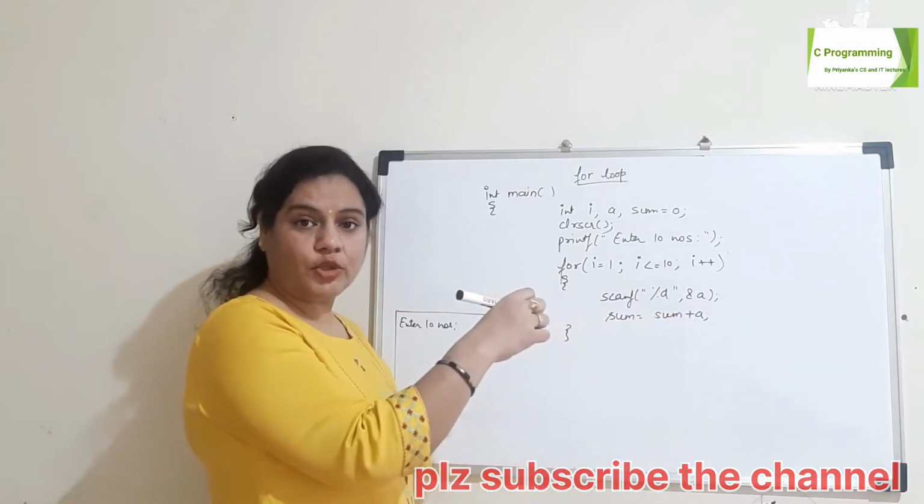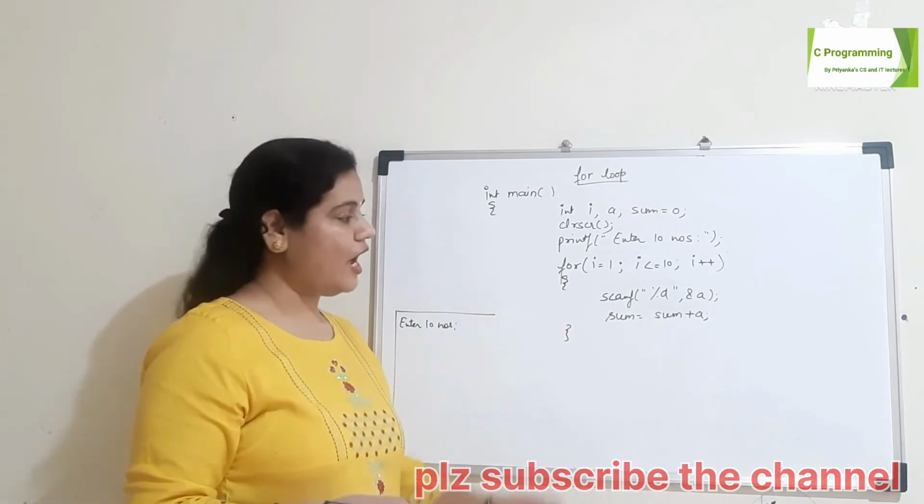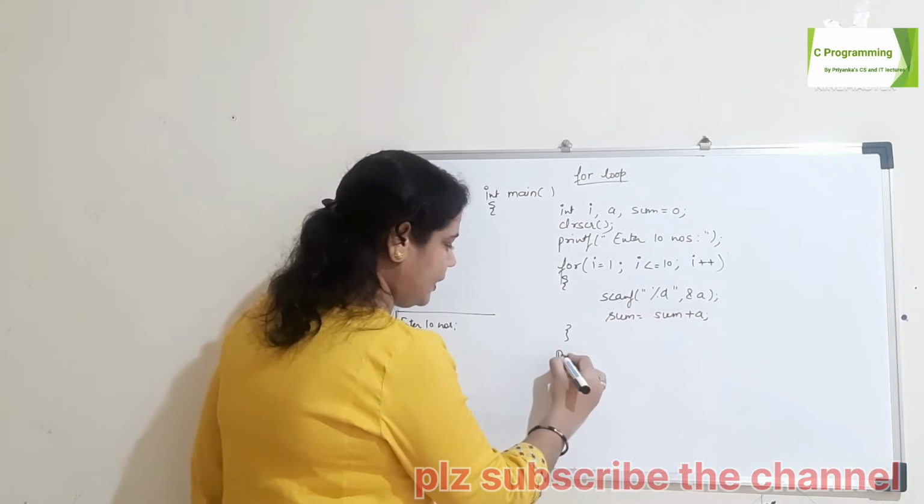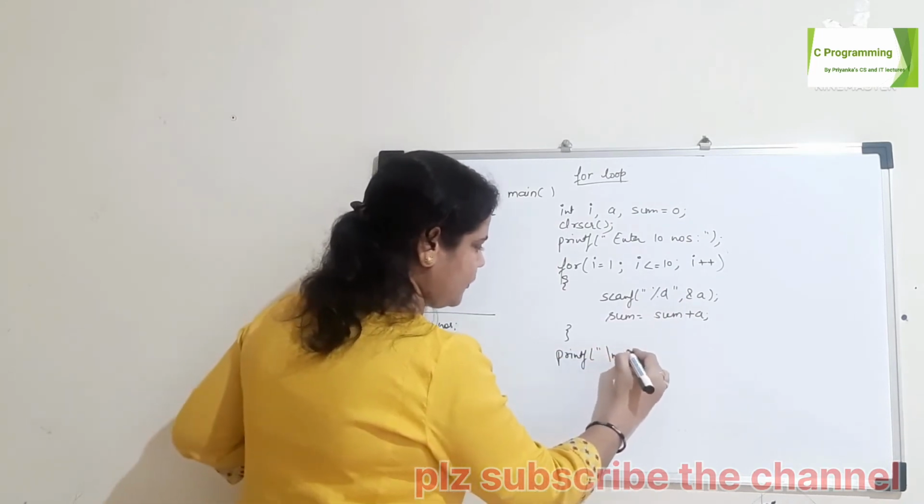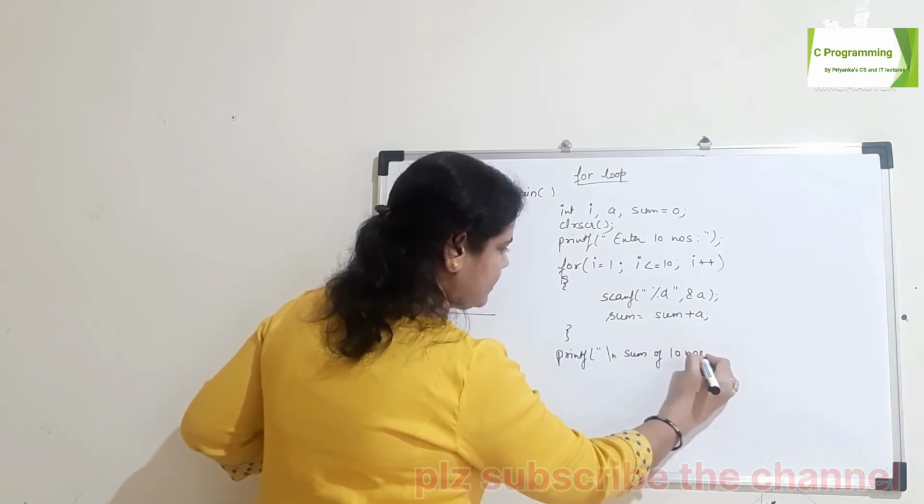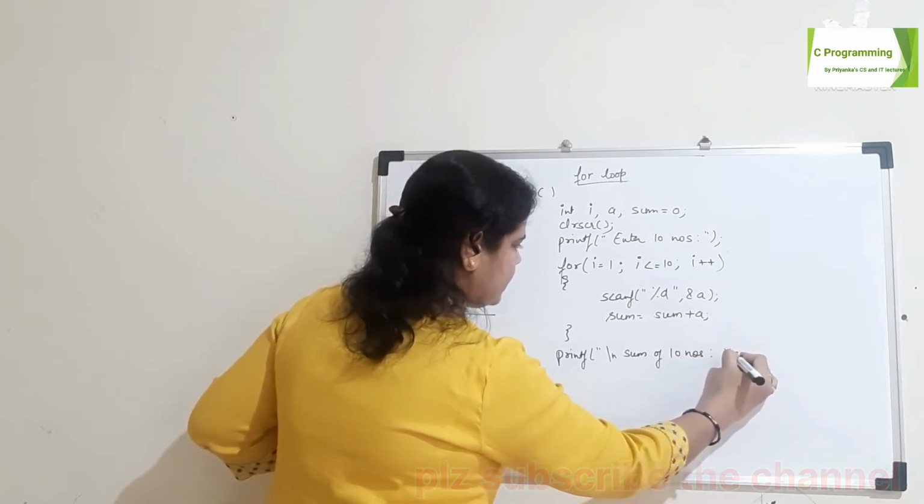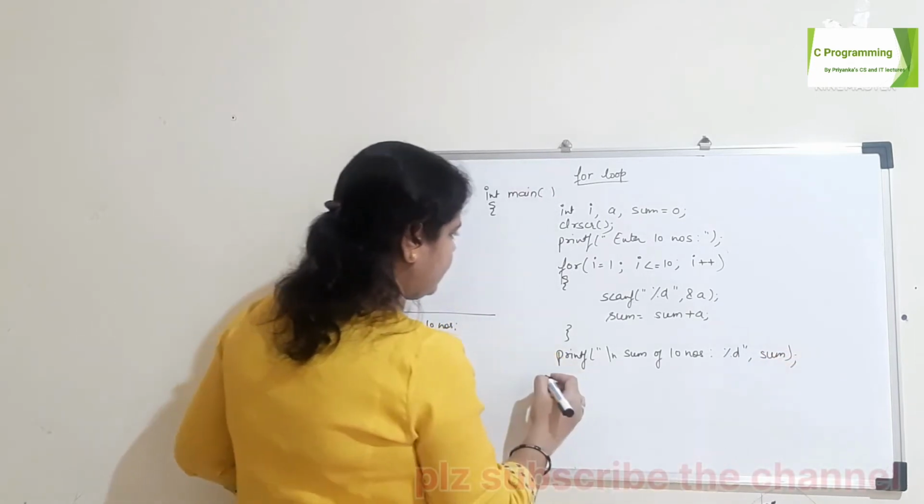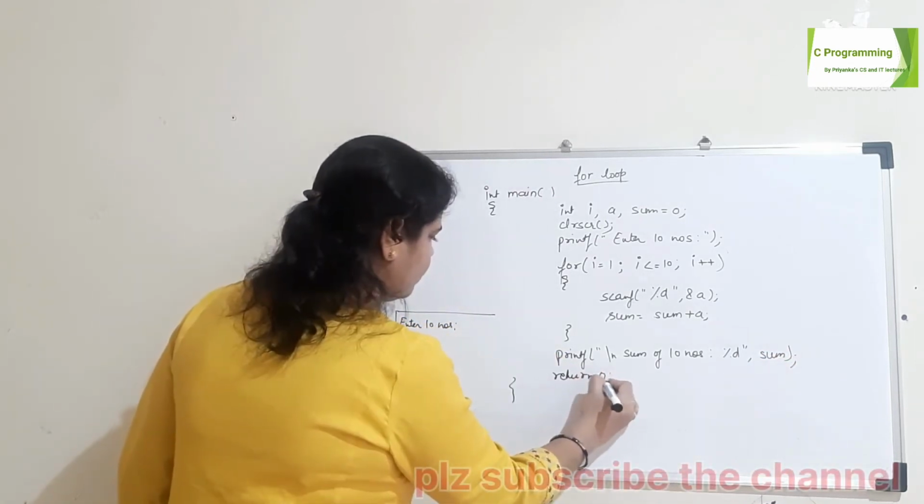After that, I need to add it to sum. After completing the loop, what we need to do? We have to print the sum of 10 numbers. Printf, \n is for new line, sum of 10 numbers, %d. Which variable has the sum? The sum variable. Return 0 also.